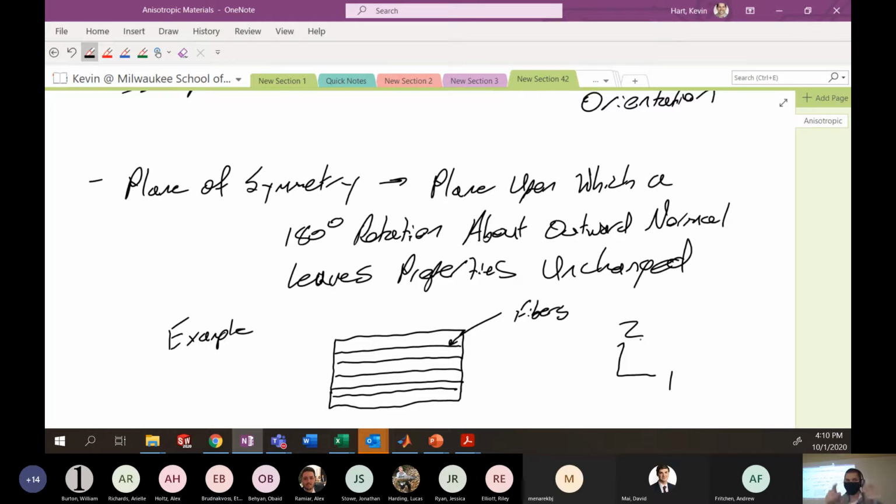If I rotated this thing 180 degrees about the 3 axis, it would still look the same. So if I loaded here, for instance, and rotated 180 degrees about the 3 axis, it still looks the same.